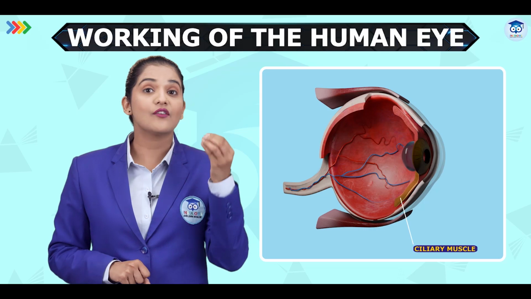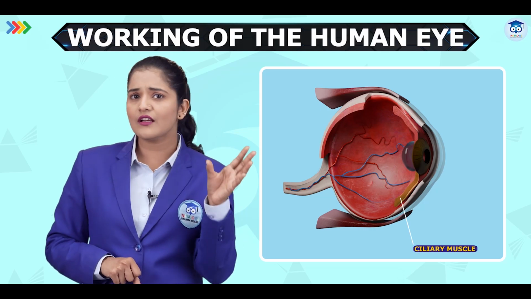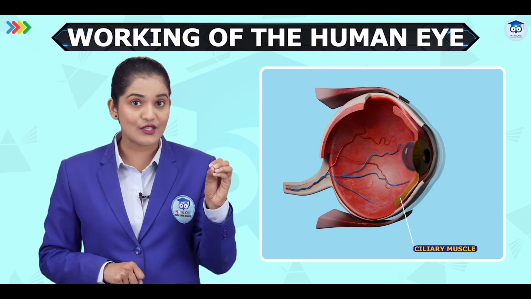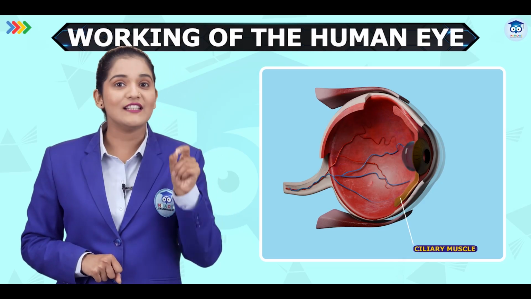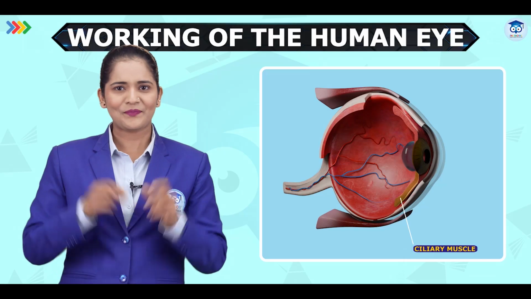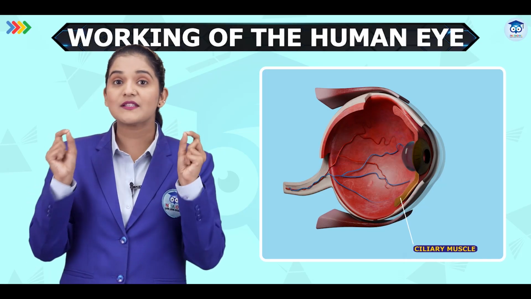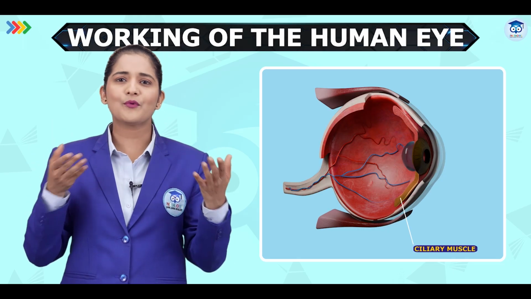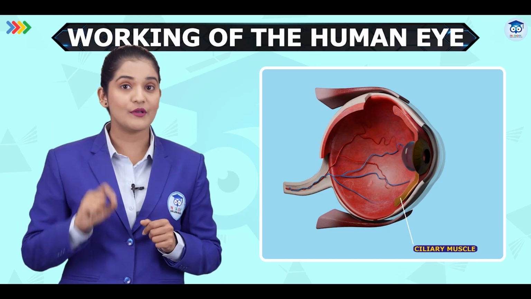Lastly, we have the ciliary muscles. These muscles are responsible for changing the curvature of the eye lens, and when the curvature changes, the focal length of the lens also changes. This adjustment helps the eye to focus on near or distant objects, a process known as accommodation.